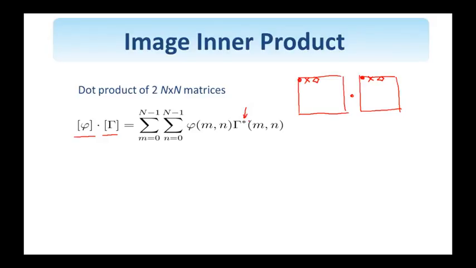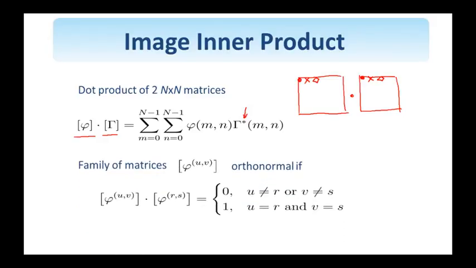Since in general I deal with complex matrices, then here I take the complex conjugate of each and every element of this second matrix. Then if I have a family of matrices, they're parametrized by u and v here. These matrices are orthonormal if when I take the inner product, it's equal to 0 when u is different than r and v is different than s, and it's equal to 1 when u equals r and v equals s. So the inner product of a matrix from this family of matrices with itself is 1. That's where the orthonormal part comes from. And the inner product of one matrix with any other matrix in the family is equal to 0.